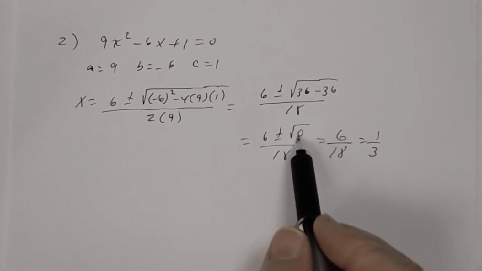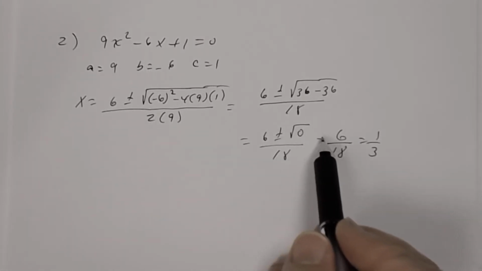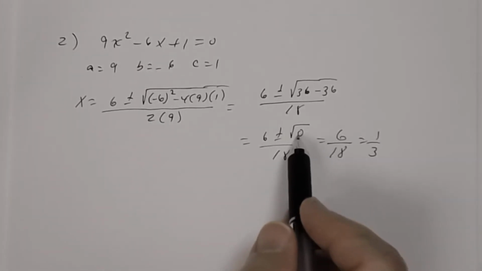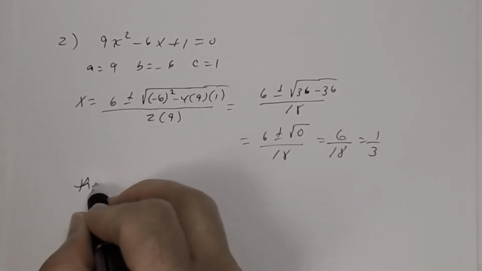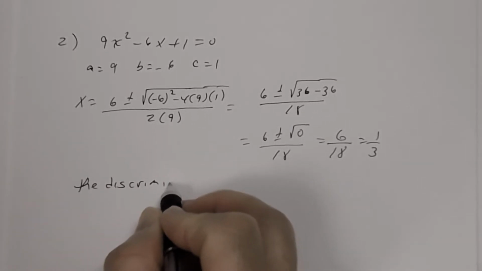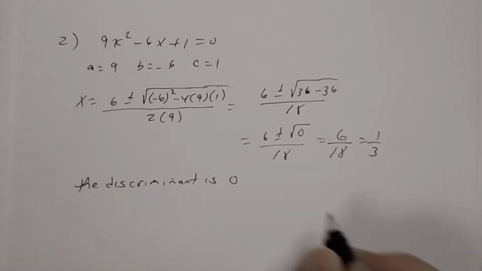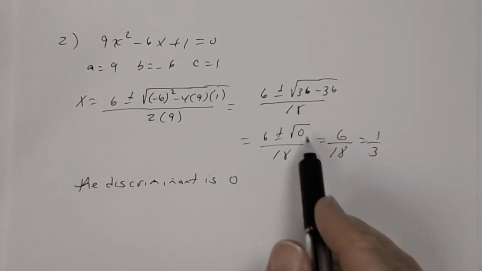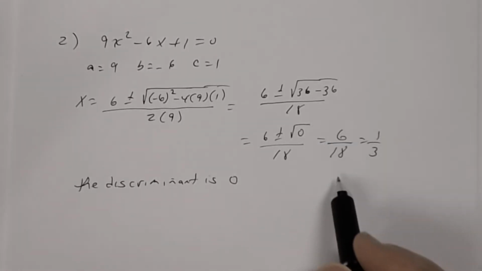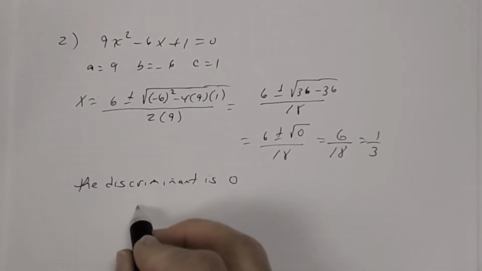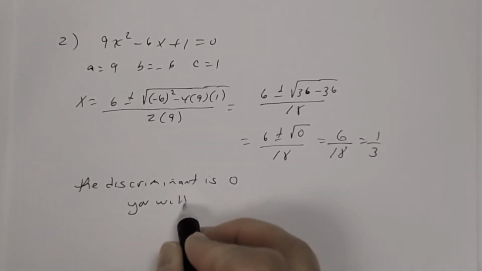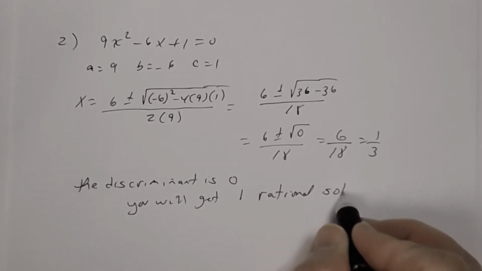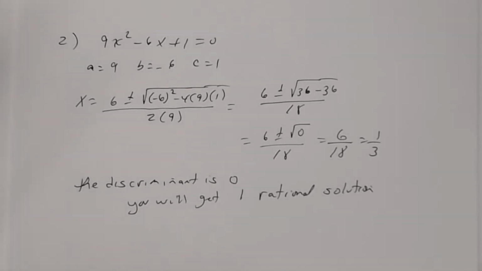The square root of 0 is 0, so 6 plus 0, 6 minus 0 is 6, right? So notice what happens. Now remember, 0 is the discriminant. So the discriminant is 0. Okay? You're only going to end up with one rational solution. You will get one rational solution.